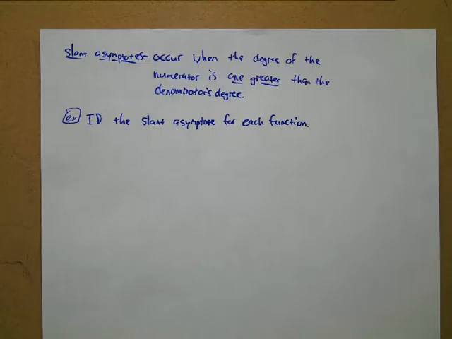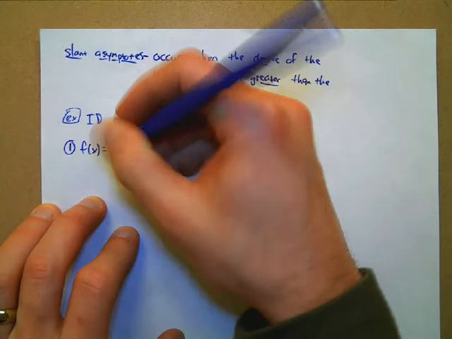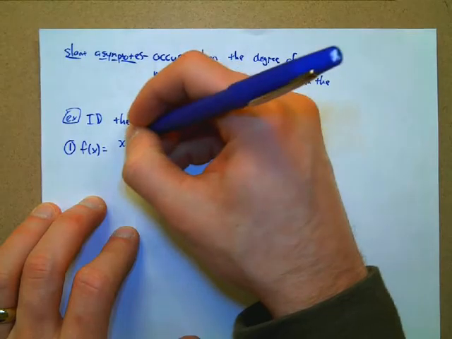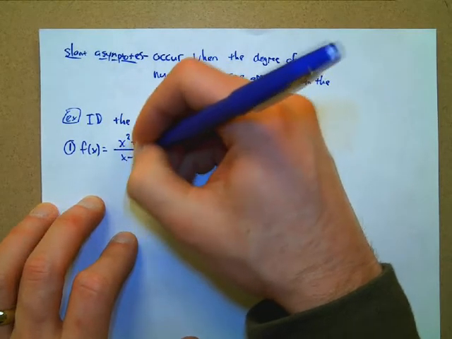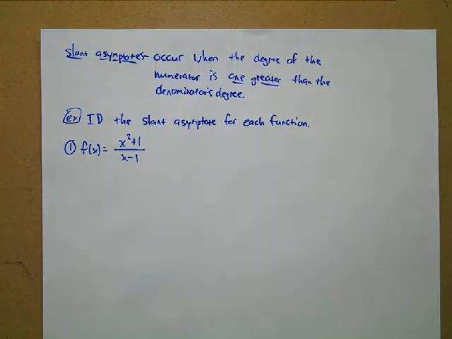Okay, so for example here, let's say our function is x squared plus 1 over x minus 1. So first of all, it's important to realize that this function would have a slant asymptote because the degree on top is 2, the degree on the bottom is 1, and so the numerator's degree is exactly 1 more than the degree on the bottom. Okay. So let's actually do this division.